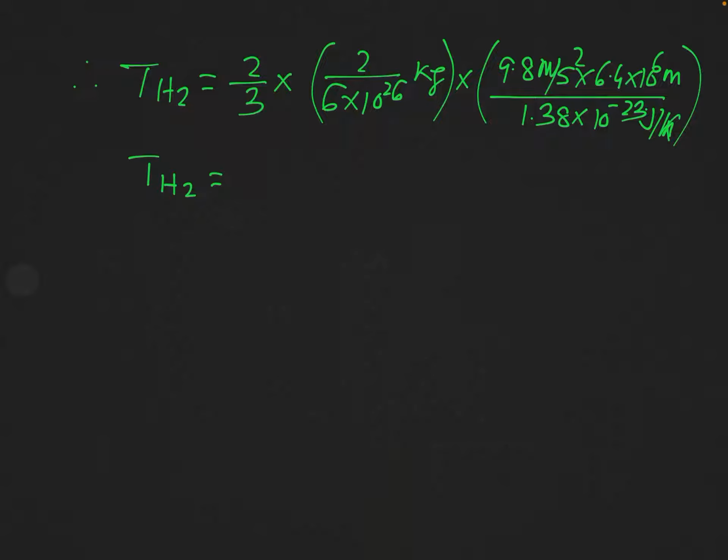You may simplify it, and after simplification you will get that this TH2 is equal to 1.01 into 10 to the power 4 Kelvin. So this is the temperature at which molecules of hydrogen will leave the surface of the earth, or escape from the earth's gravitational field. So you can see how easily you can solve this problem if you have an idea of escape velocity.